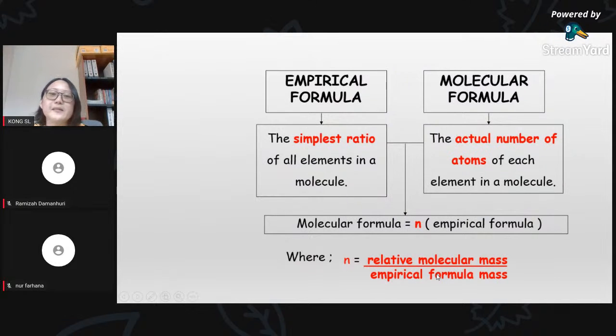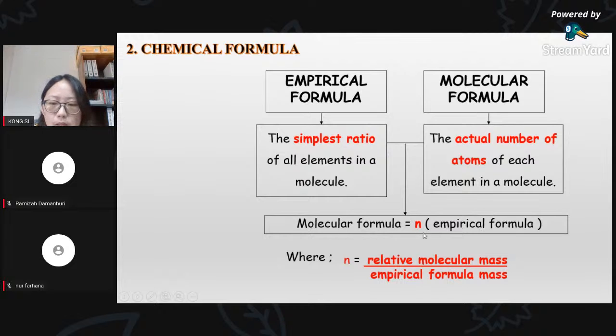Okay, second topic, chemical formula. So this is the definition for empirical formula and molecular formula. And then the relationship between the empirical formula and molecular formula is that the molecular formula equals n times the empirical formula.